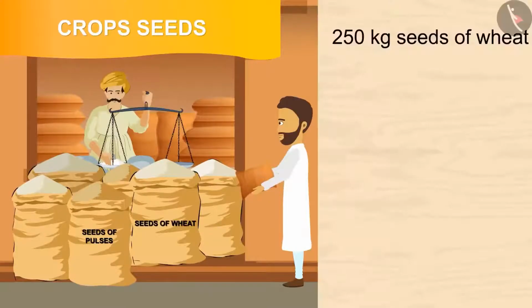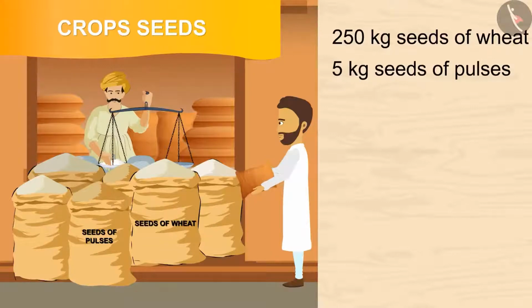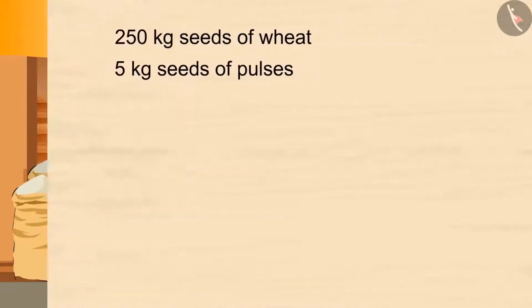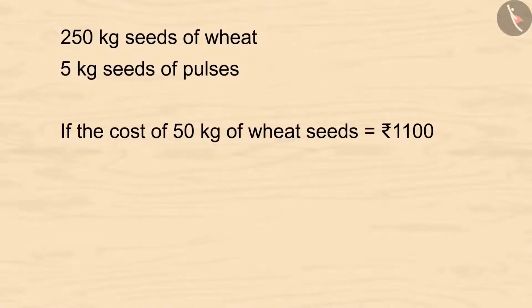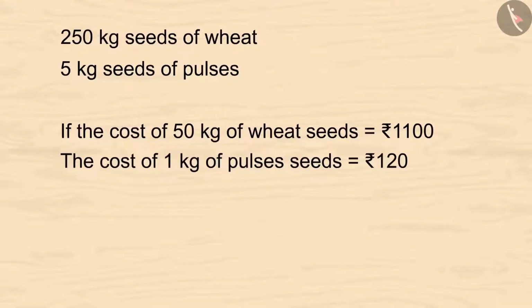He bought 250 kgs of seeds of wheat and 5 kg seeds of pulses. If the cost of 50 kilograms of wheat seeds is 1100 rupees, and the cost of 1 kilogram of pulses seeds is 120 rupees, so how much money did Karim Bhai spend on pulses seeds? Kids, you can pause the video and calculate it.